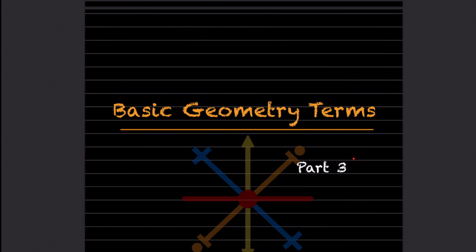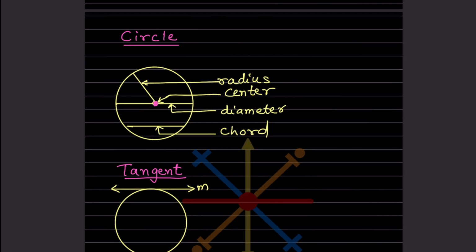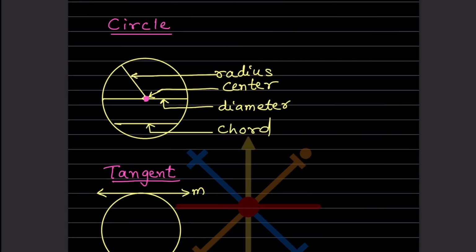So today we are going to do part 3 of the basic geometry terms. So now let us see the circle. If this is the point in the circle, this is called the center.